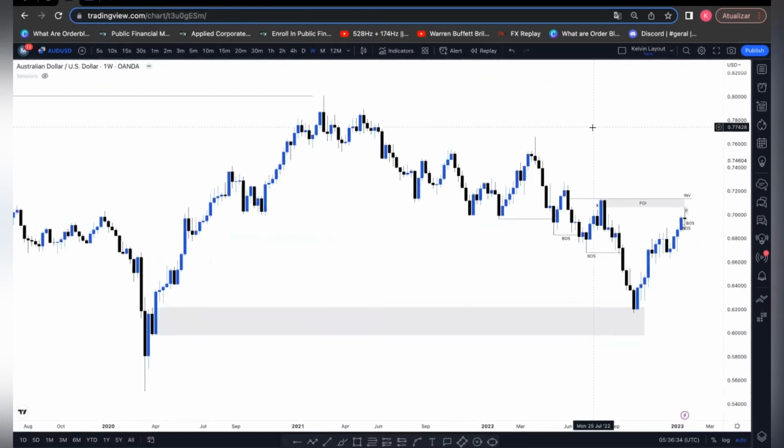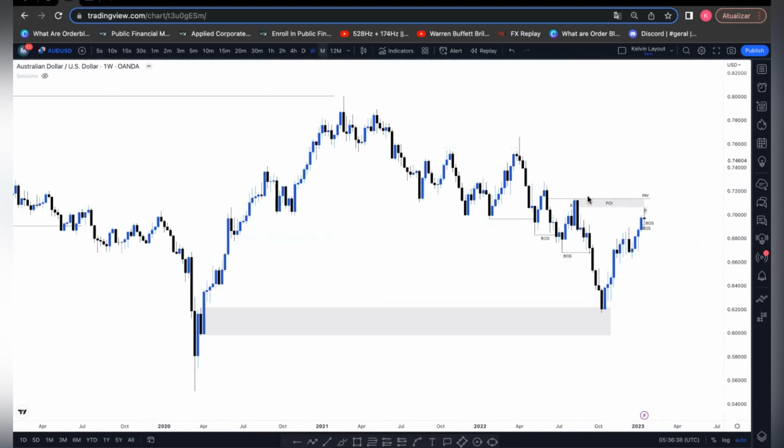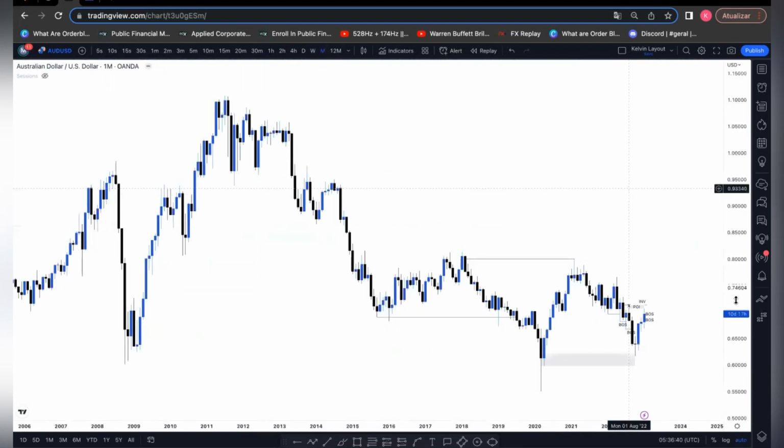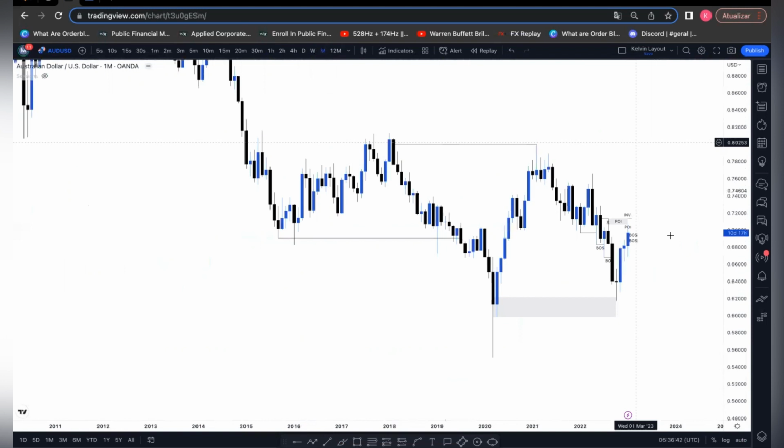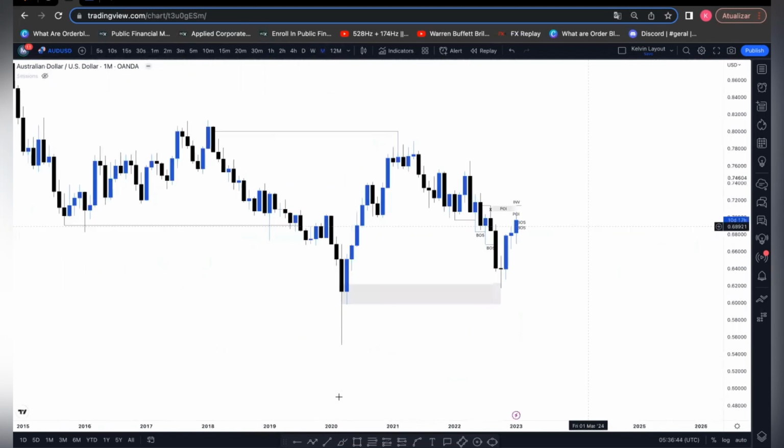So here we are on Aussie dollar, and let me just go down to the monthly time frame. If we look at what's going on on the monthly time frame on Aussie dollar, we can see that the structure is bearish, right?